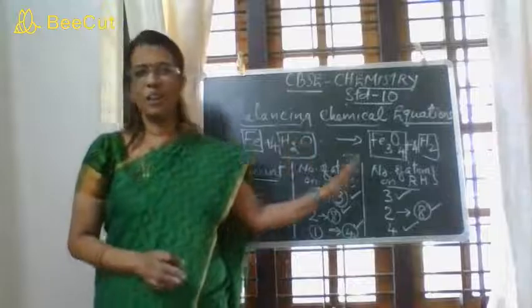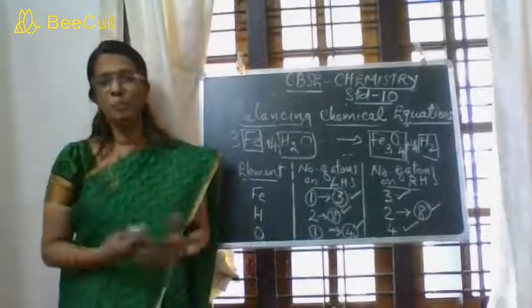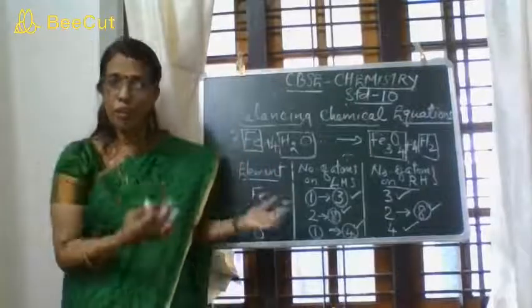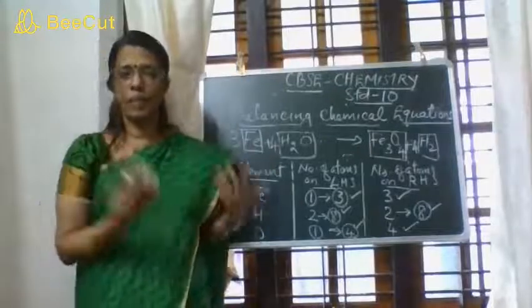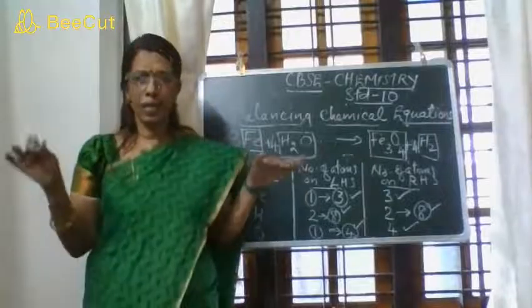Such an equation is called a balanced chemical equation. So what do we mean by a balanced chemical equation? A chemical equation in which the number of atoms of the elements present on both sides of the equation are equal.